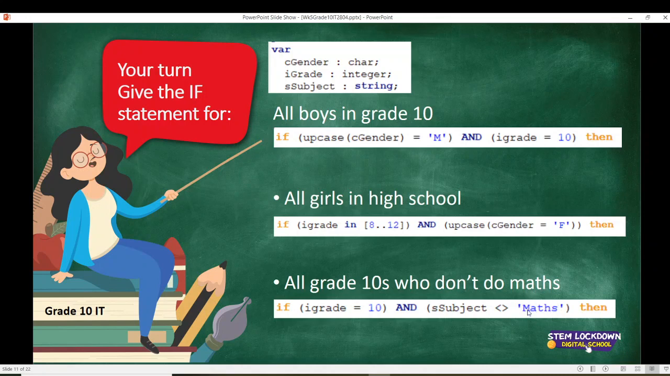So maths should have been written in all caps, because then once again, as I've explained before, it wouldn't have mattered how this person typed maths in. It would have still recognized it as maths. The case wouldn't have been a problem if I'd used uppercase to convert sSubject to all caps. Okay, so there are some examples of some if statements using multiple conditions to answer certain questions.